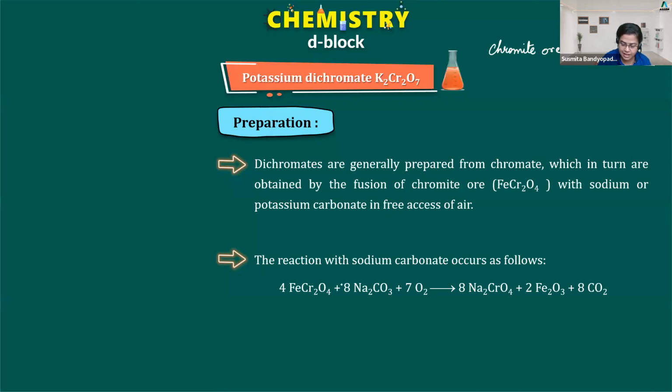When that is made to react with sodium carbonate and O2, that is, FeCr2O4 is made to react with sodium carbonate in the presence of oxygen, what we get is Na2CrO4, Fe2O3, CO2. Tell me what is the formula of chromate ion? What is the hybridization of chromium there?